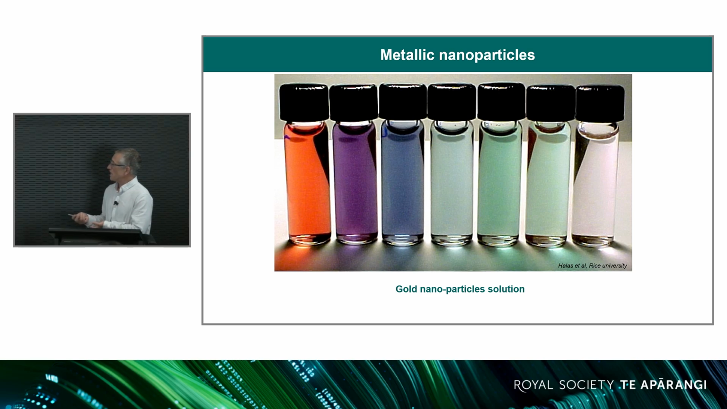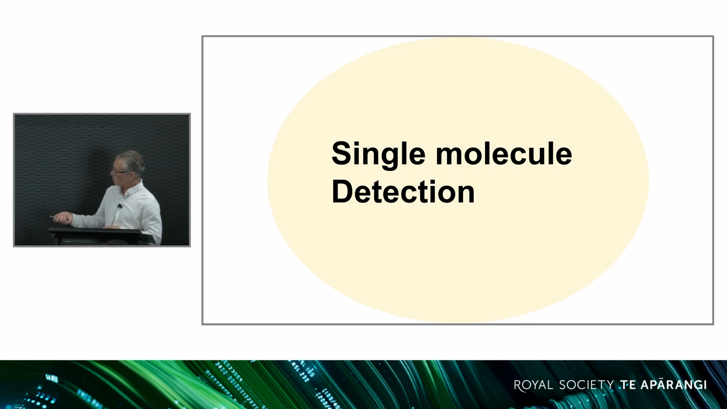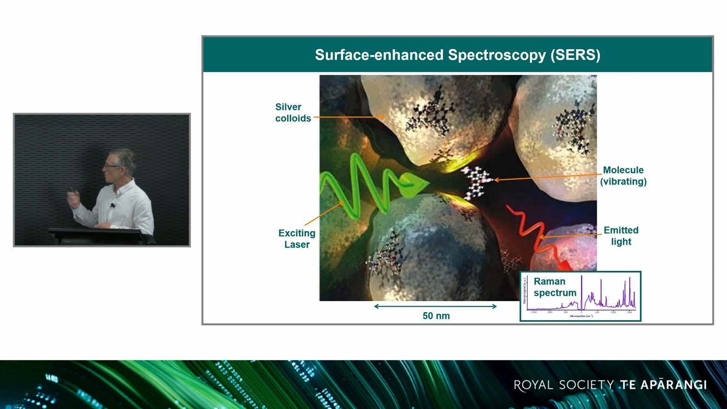If you use them in the right way, you can channel all that light and use them essentially as lenses to try and focus the light to very small areas. And that was the principle of the work we did in terms of single molecule detection. We use what's called surface enhanced Raman spectroscopy. These are images of the lab that we use. So we have different lasers, and it's just a bigger version of what the surgeon was using in the previous image.